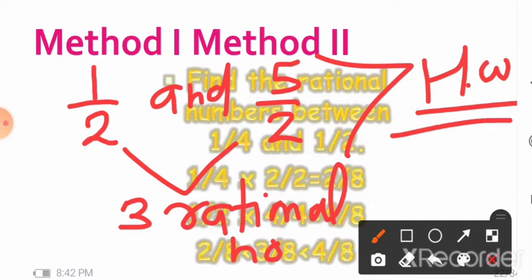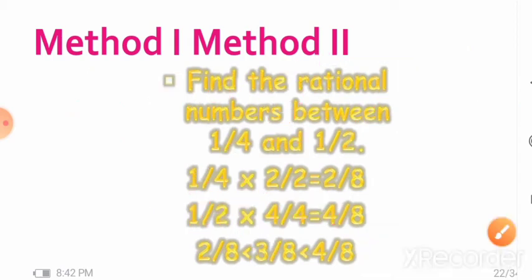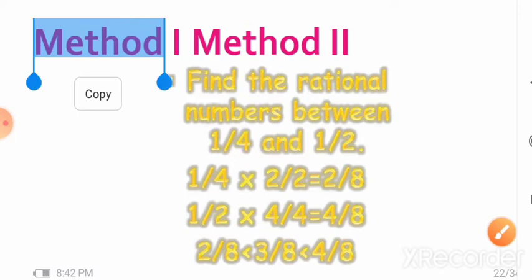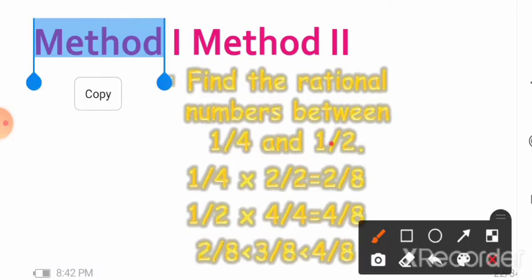It's your homework: calculate the rational numbers between these numbers, two or three rational numbers. So the next method continues calculating more than two rational numbers between these numbers, but if the denominator is not equal. So let's take some examples.